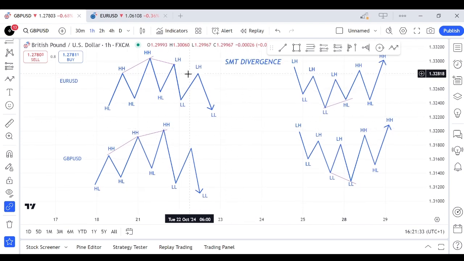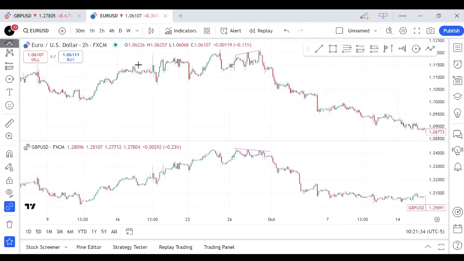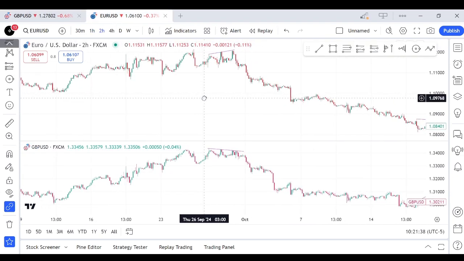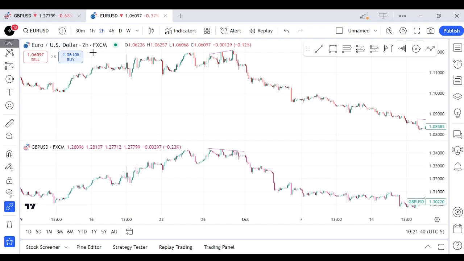So let us go to live charts. This is Euro USD and this is GBP USD. This is the 2-hour time frame on TradingView. That is the first step. The first step is to select two correlated assets like the Euro USD and the GBP USD, or you could select the USD CAD and the USD JPY. Those are correlated assets, and you can see that they move alike.